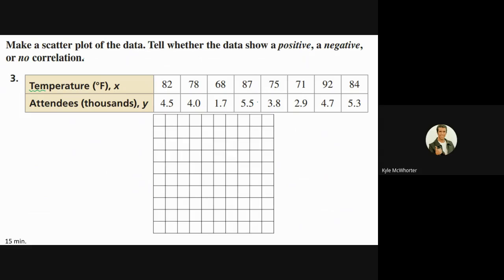So I need to figure out what numbers to put on the x-axis of my graph down here. So let's see, what's my highest temperature? My highest temperature is 92, it looks like. And what's my lowest temperature? Looks like my lowest temperature is 68. So how far is it between those two? That's about, let's see, 70 to 90 is 20, so that's 24 in between them. So how many spaces do I have?